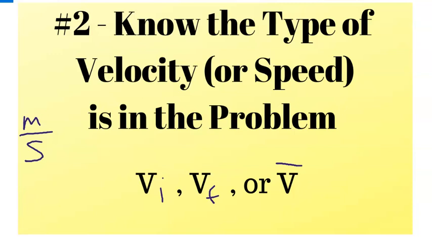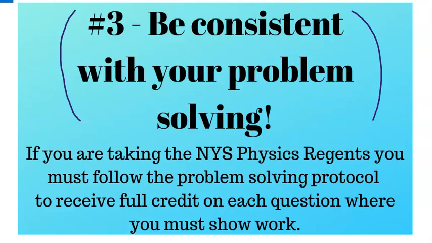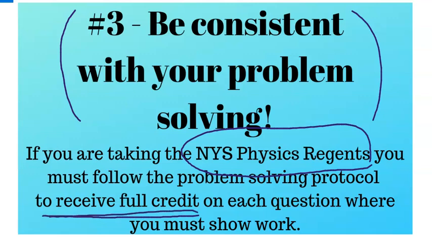Of course, I'm also assuming you know how to work with the equations. If your teacher wants you to memorize them, you better have them memorized. But the units with the variables, and number 2 here, knowing that you have 3 different types of velocities, is as important. Number 3. For some reason, there are students that will not follow directions. The problem solving, whatever your teacher is asking you to do, especially if you're in New York State, is because it follows the New York State Physics Regents problem solving protocol. If you want to get full credit when you're asked to show your work, you have to be consistent.